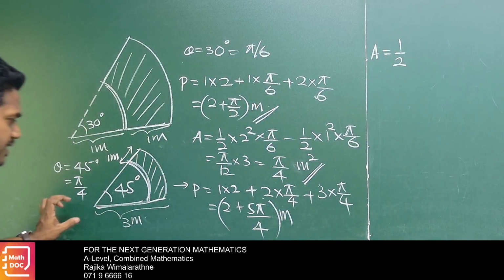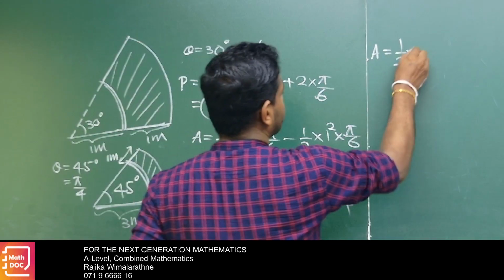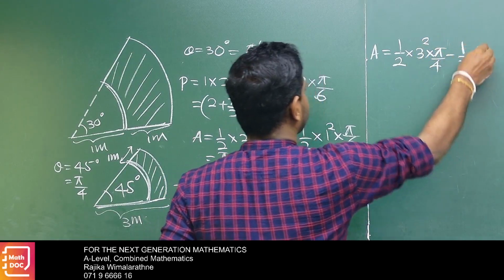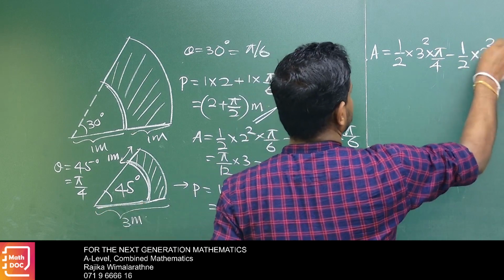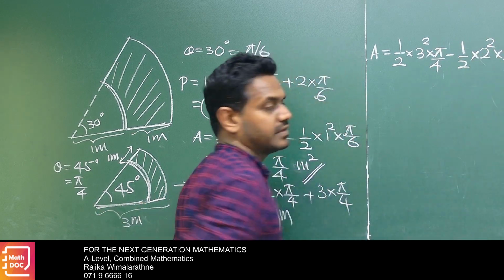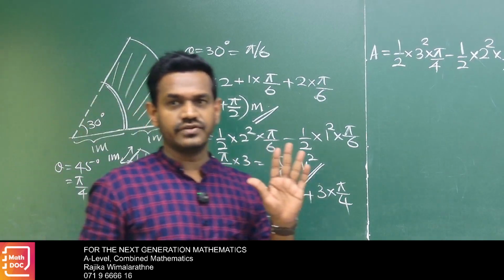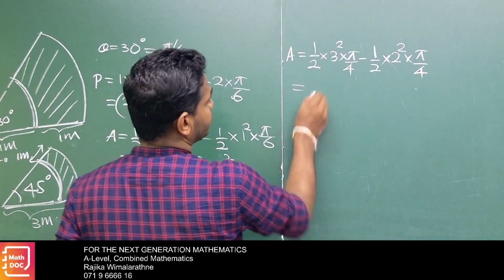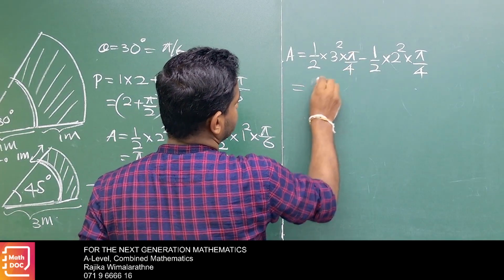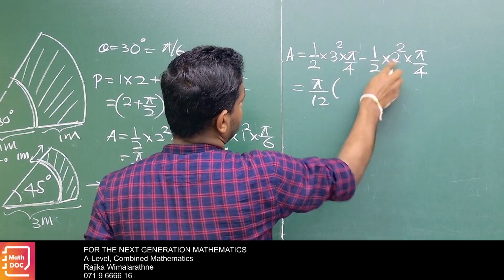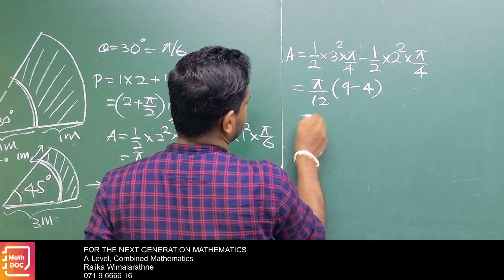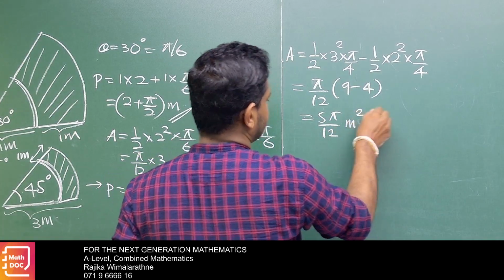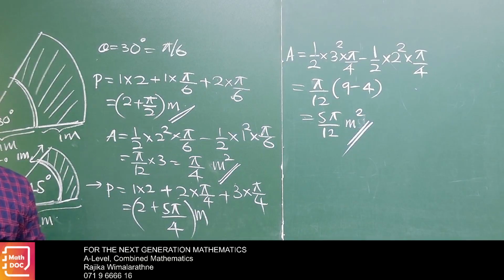Then the full sector area, half r square theta, minus half r theta. Half r square theta, you take the difference. From the full sector, you subtract the small one. Then pi divided by 12 is common, take it outside, 9 minus 4. Then 5 pi over 12 square meters, no? Square meters.